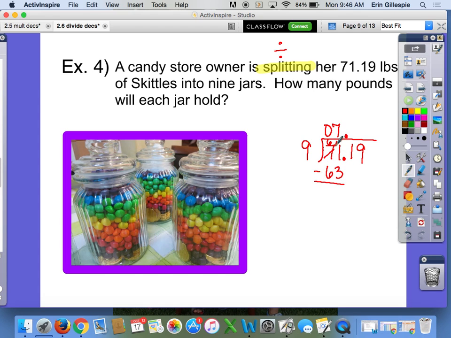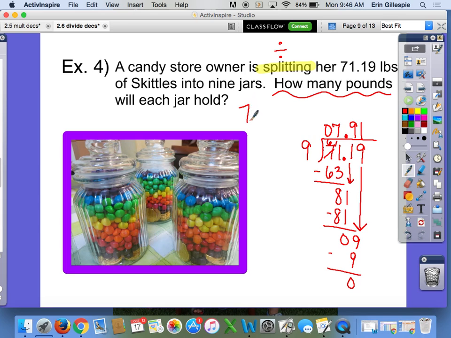Going to need to borrow here to get 8. Bring down that 1. 9 times 9 gives me 81. But we're not done. We still have numbers in the dividend, so bring down that 9. 9 goes into 9 one time. And now we're done. Remember, word problems need labels. Look back at the question if you're not sure. How many pounds? So 7 and 91 hundredths pounds of Skittles will be in each jar.